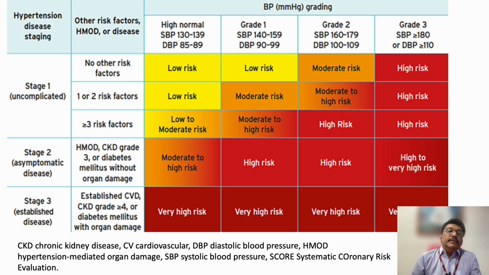This chart explains the involvement of various other organs, and the categorization is given like this by various organizations. Whatever it is, depending on the stage of the hypertension and grade of the BP, the patient can have low risk, moderate risk, high risk or high to very high risk categories.